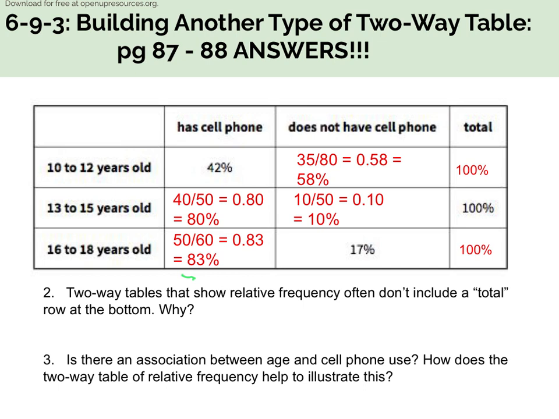Let's look at number 3. Is there an association between age and cell phone usage? How does the two-way table of the relative frequency help us to illustrate this? Go ahead and answer that question and then come back to me.